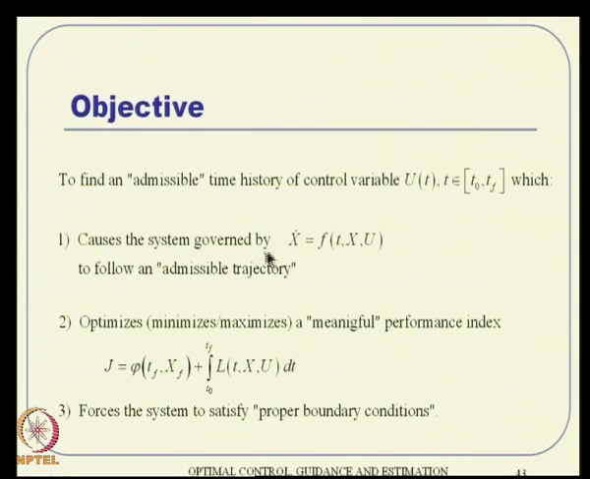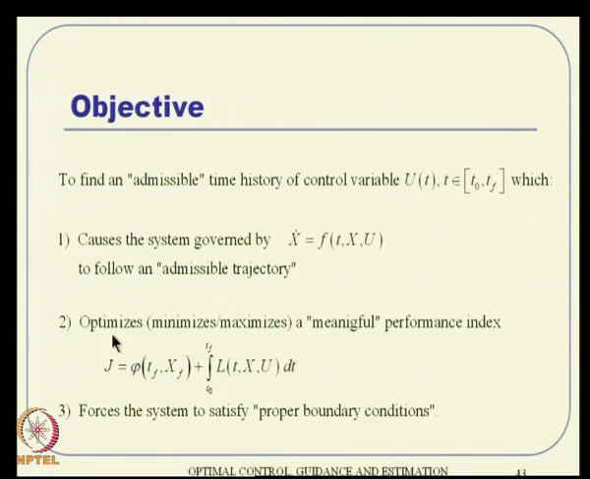First, it should cause the system governed by this differential equation, now it is a steady equation, whatever you take the solution u of t and substitute it here and solve this equation, either closed form or numerical, whatever way. Whatever resulting x of t you get is called the state trajectory, and that state trajectory should be admissible. It should not violate any constraint on the state. So the objective here is to find an admissible time history of the control variable in this segment t naught to tf, such that it causes the system governed by this differential equation to follow an admissible trajectory.